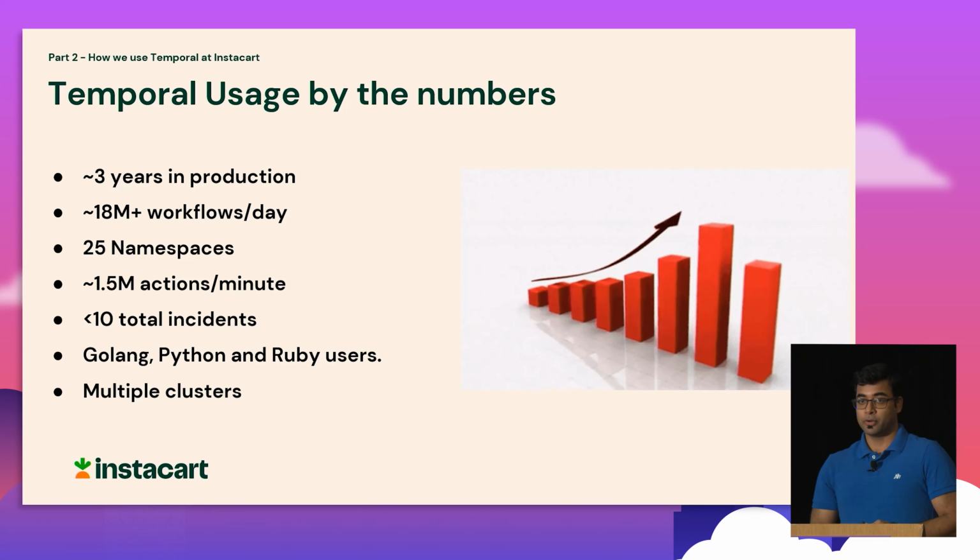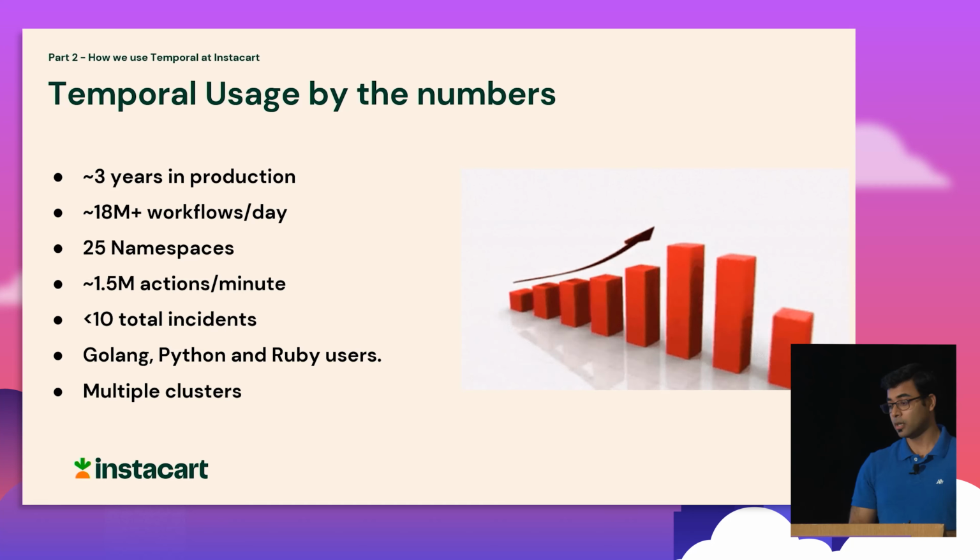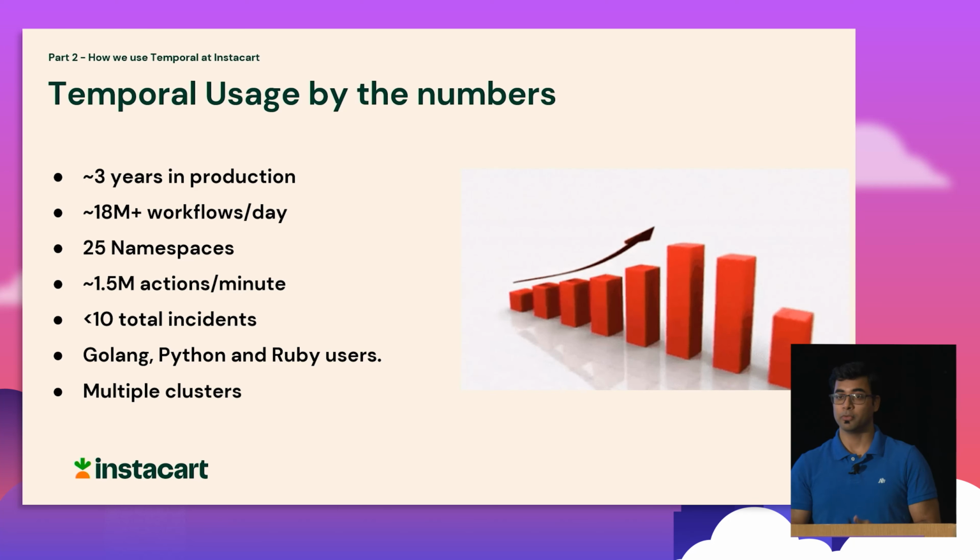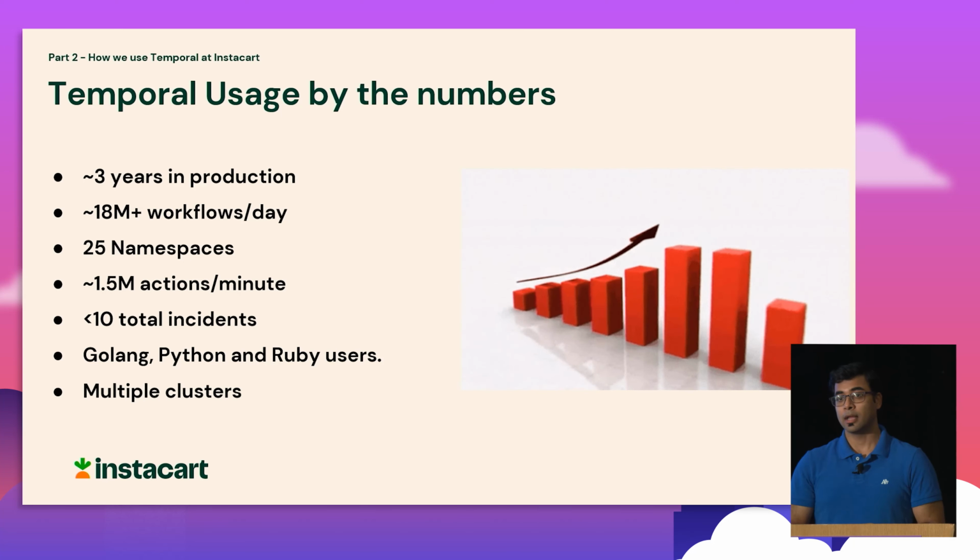So, talking about Temporal at Instacart. Temporal at Instacart has been in production for a little over 3 years now. We run close to 18 million workflows per day. We run on a self-hosted cluster on Amazon. We have about 25 namespaces. Each namespace in our land is like a use case.